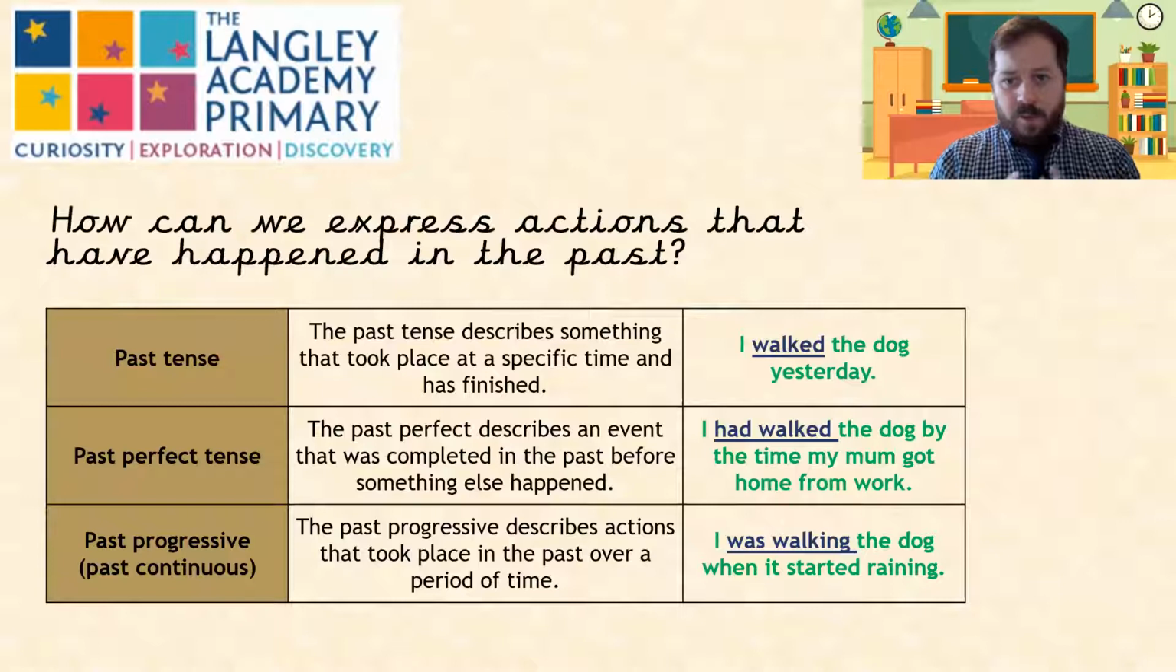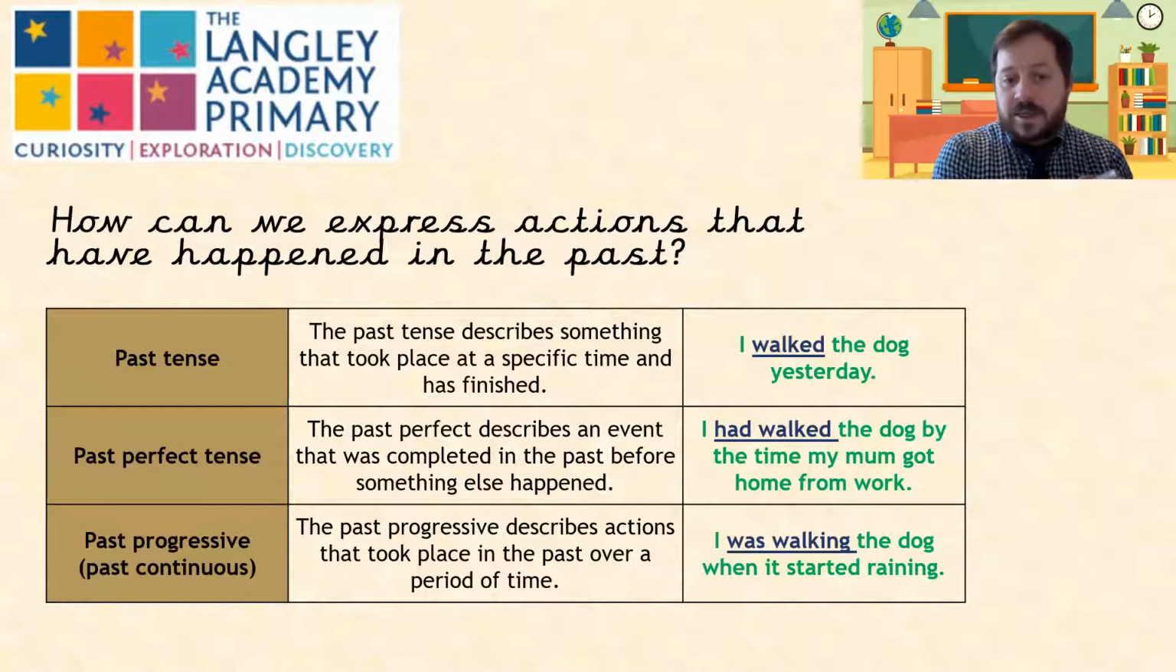So, what we're going to look at is past tense. There's three different ways to write the past tense. So, how can we express actions that have happened in the past? And we've got three different types. We've got past tense, the past perfect tense, and the past progressive or past continuous tense. So, the past tense, the top one here, describes something that took place at a specific time and has finished. So I walked the dog yesterday.